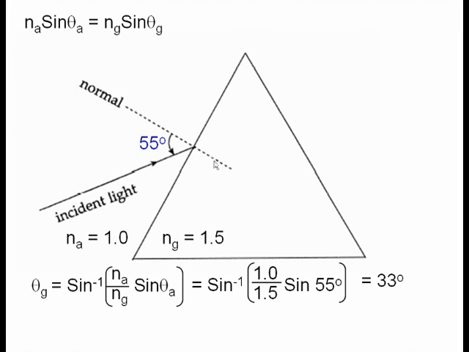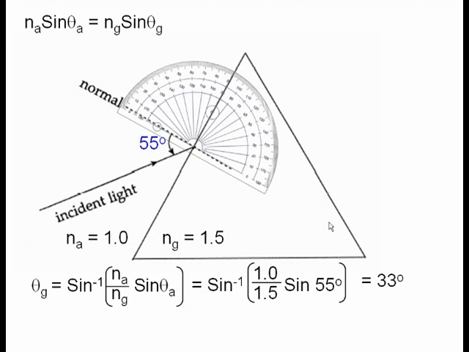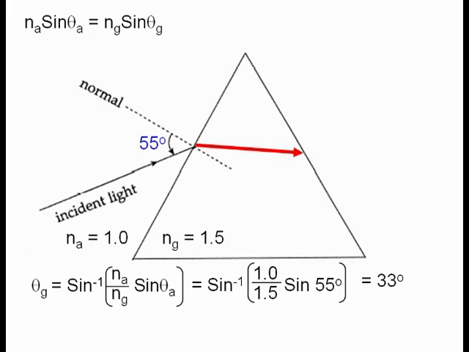Now we have to measure from the normal going this way. So we're going to put our protractor up here and make sure it's lined up on the normal. That's the whole purpose of the normal, is to measure your angles from there, and then we'll come up to 33. So this is the angle inside the glass. I forgot to label it again.